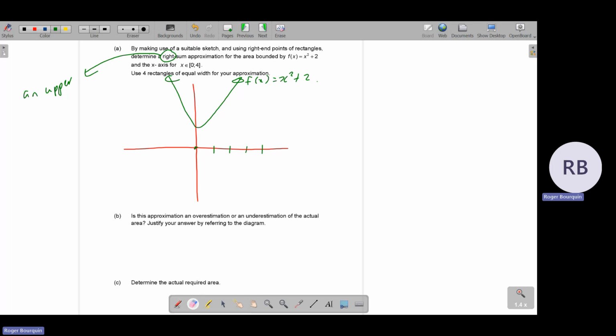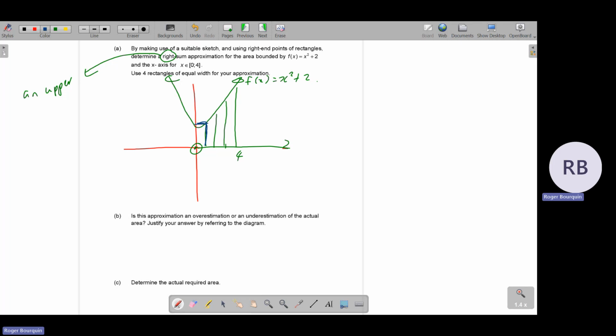The rectangles have to be equal, 1, 2, 3, 4. So we want 4 rectangles. We're looking for the area bounded by the curve and the x-axis between 0 and 4. Now, they said it must be either an upper sum approximation or a right sum approximation. They mean the same thing.